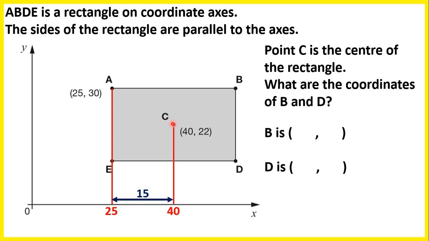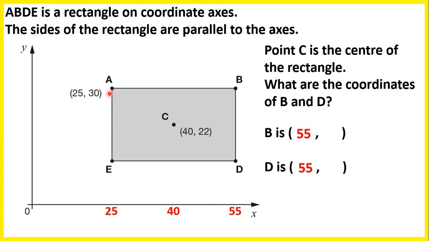Now the difference between 25 and 40 is 15. And because C is in the middle of the rectangle, to find the x-coordinate for points B and D, we'll have a difference of 15 on this side as well. And 40 plus 15 is 55. So that means our x-coordinates are both 55, because they're both in line with this point here.